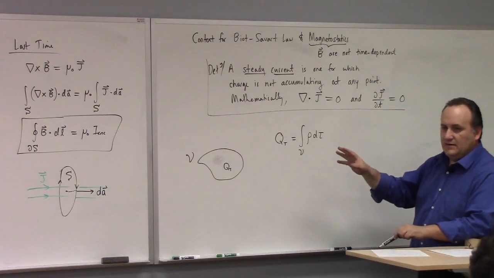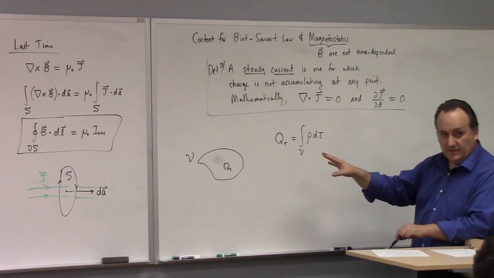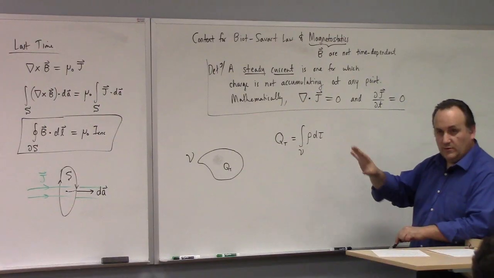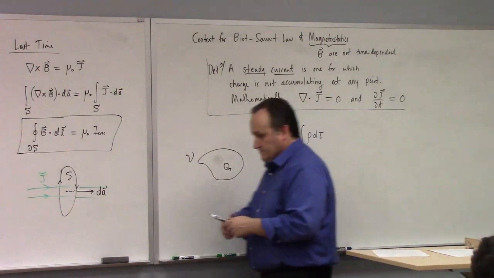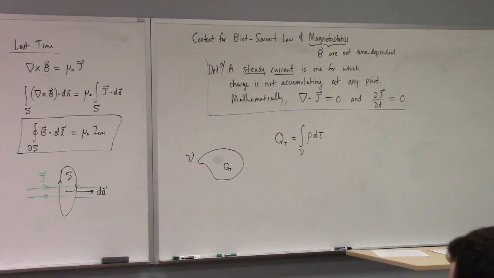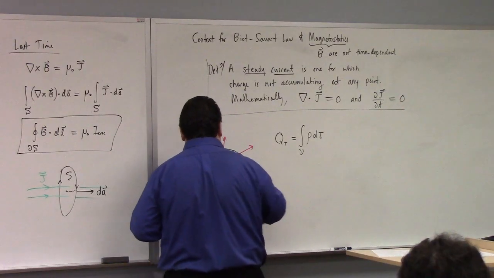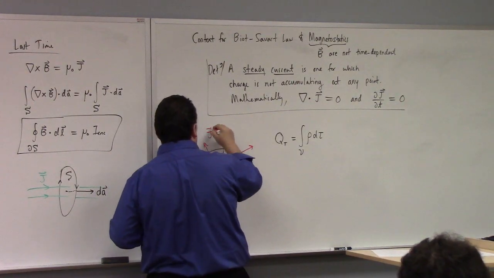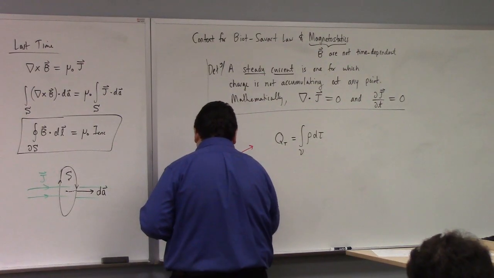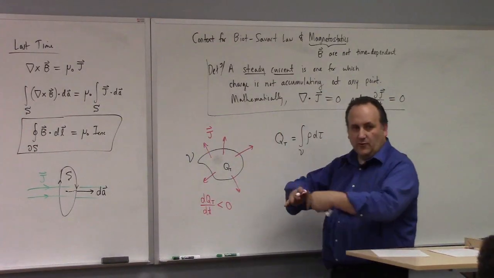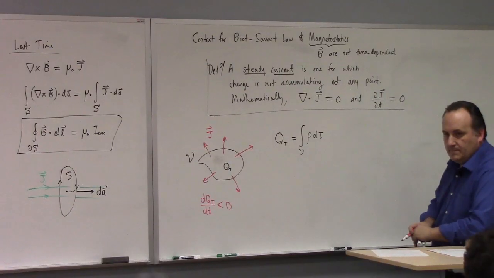For the sake of discussion, let's suppose that the charge is decreasing in the volume. That means there has to be charge flowing out. What principle am I using there? What basic law of physics am I assuming in saying that? Conservation of charge, right? Conservation of charge says that if you look at some specific locale, if dQ/dt is decreasing, there has to be an outward flowing current density, right?